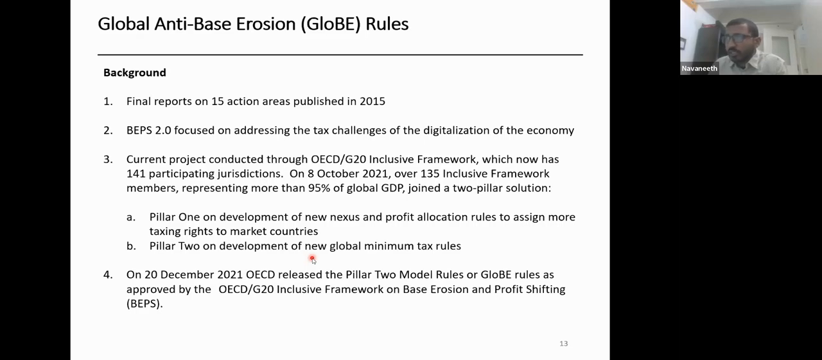Pillar 1 is sought to address the profit allocation rules and assign a greater taxing right to market geographies. And Pillar 2 talks about new global minimum tax rules. The rules that have been released are around Pillar 2 and how this needs to be administered. These rules under Pillar 2 are also called the Global Anti-Base Erosion rules, abbreviated as GloBE rules.